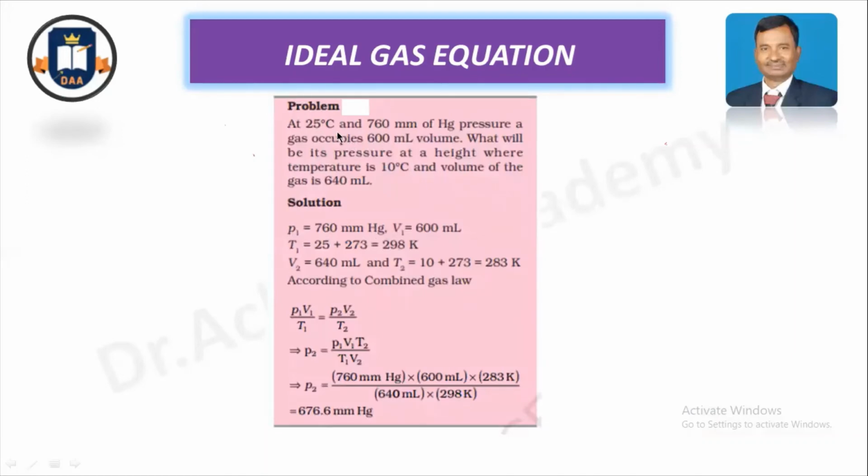So you can see the mathematical problem to calculate. Here the temperature is there. You always have to convert temperature from centigrade to Kelvin by adding 273.15 to the value in centigrade. You have to remember this always. And the pressure is in millimeter of Hg. A gas occupies 600 ml volume at 760 mm Hg, and what will be the pressure at a height where the temperature is 10 degrees and the volume of the gas is 640 milliliter?